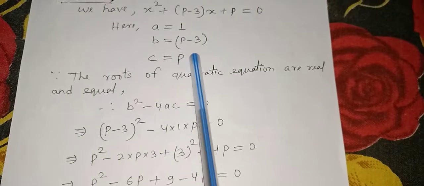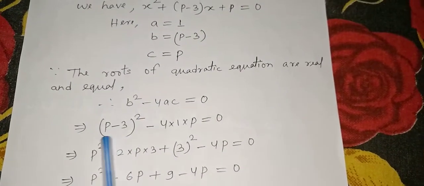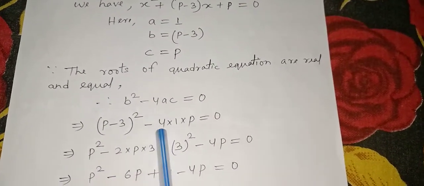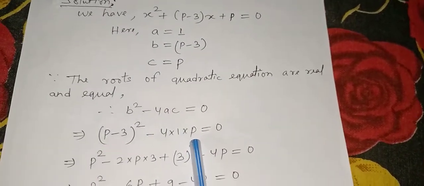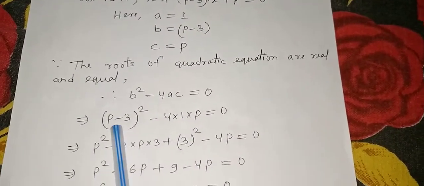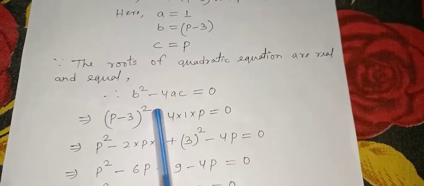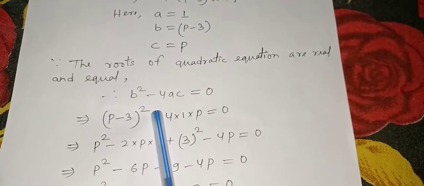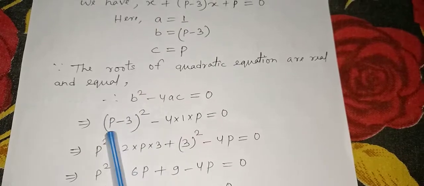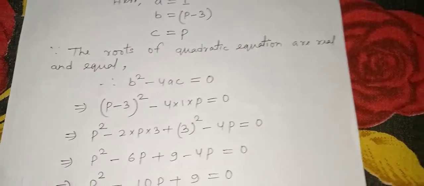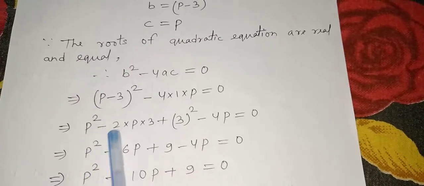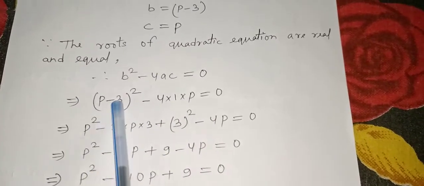So b value is p minus 3. So I can write p minus 3 whole square minus 4 into a is 1 and c is p equal to 0. Now this is a formula of a minus b whole square. Many students make a mistake, they write p square minus 9. That is wrong. You have to use the formula of a minus b whole square, and its formula is a square minus 2ab plus b square, where a is p.